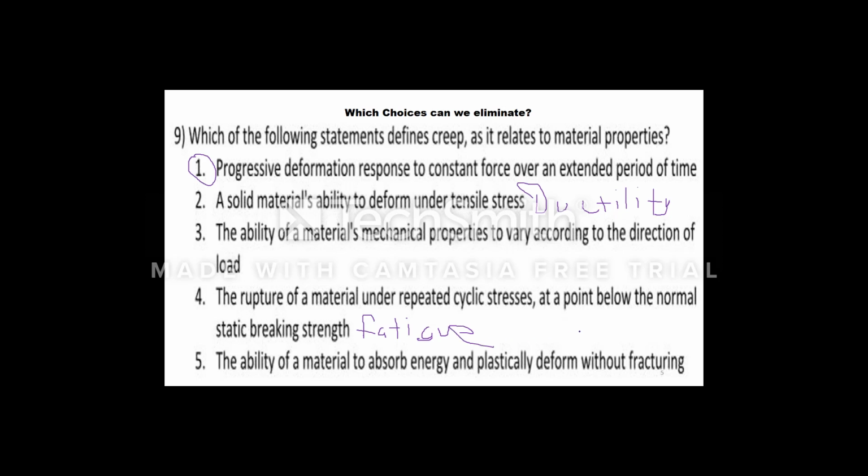The fifth and final answer choice reads, the ability of a material to absorb energy and plastically deform without fracturing. This defines the toughness of a material, which again is not creep. And that is just toughness. I'll write it down here. And I'm sorry for the poor penmanship. It's kind of hard to write with the mouse.